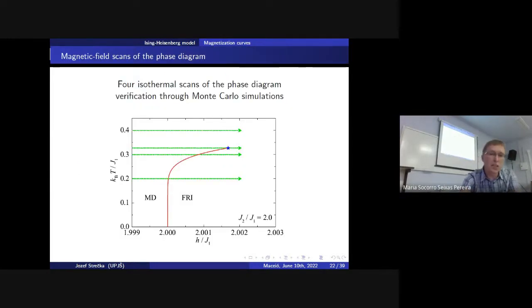Okay, this is interesting, but you would say, okay, we would like to see some independent proof. So let me take this coupling ratio and let me take a few field dependencies of some typical quantities when fixing temperature and going along those 4 temperatures: well below critical temperature, slightly below, then almost exactly at critical temperature, and above it.